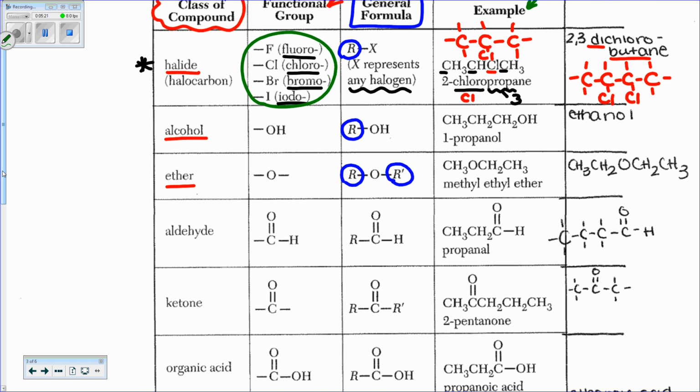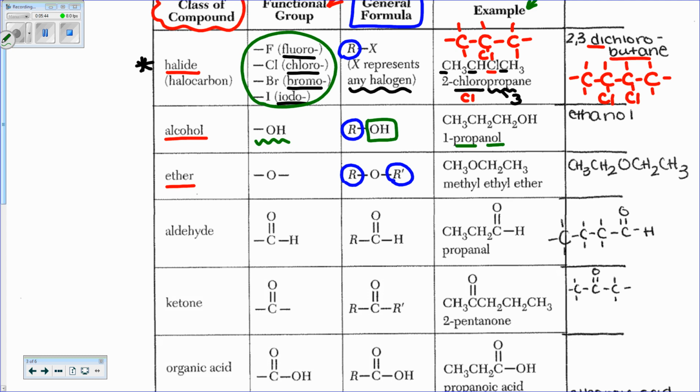Alcohols, we've already learned a little bit about those. Alcohols are going to have your OH group. So I see that it says ROH, so that's what I'm looking for as my OH. And if I look at this example, it says 1-propanol. Look at it, it ends in -ol. So that means alcohols end in that -ol ending.